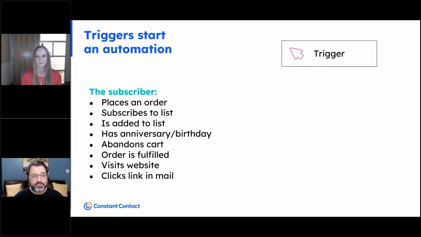It could be things that you see on the screen here, right? Places an order, subscribes to a particular list. Like our welcome email example, they get subscribed to this list, and it triggers something happening. And then if they're added to a different list, the anniversary or birthday, that type of thing, the abandoned cart, as we mentioned, an order gets fulfilled, somebody visits a website or clicks on a specific link. If the person subscribes to a list, for example, this gets us back to our welcome, right? People want that information at that particular time.